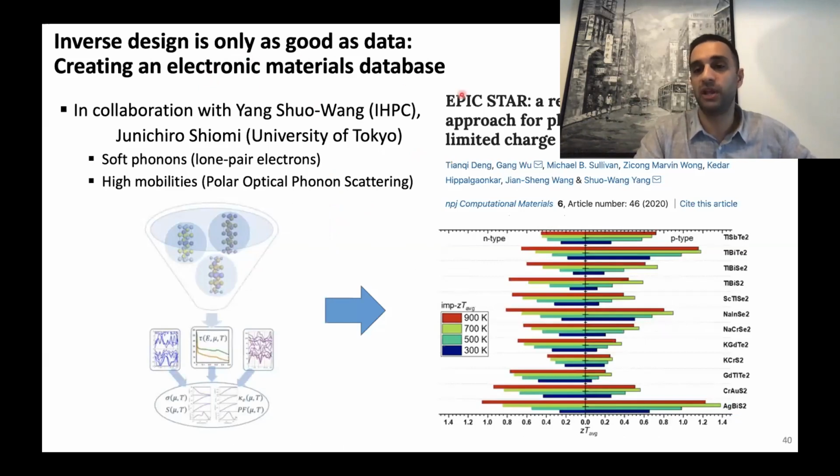And what is lacking today for materials is a high-quality database of inorganic materials, especially looking at out-of-equilibrium properties. What happens to functional properties, not just in equilibrium? So this is a paper that we just published. I'll just briefly touch upon it.